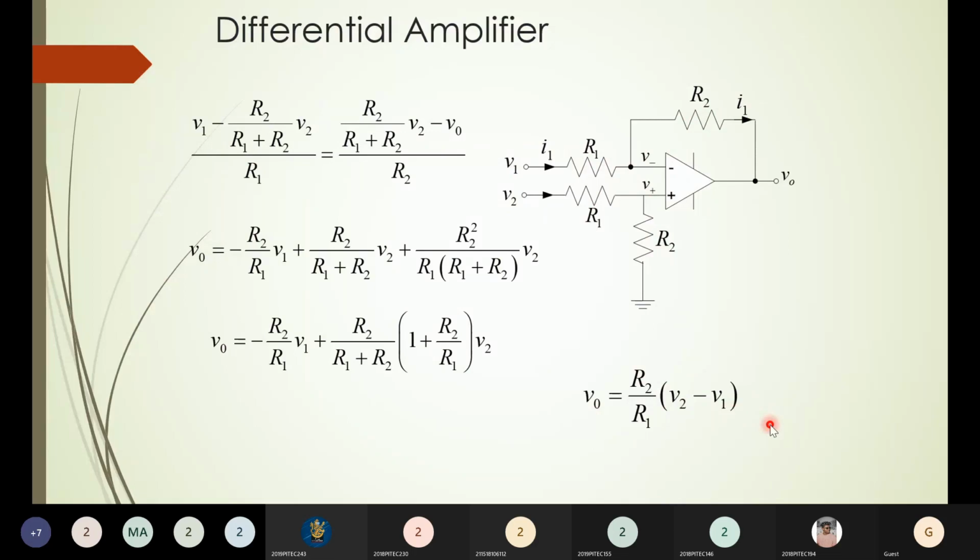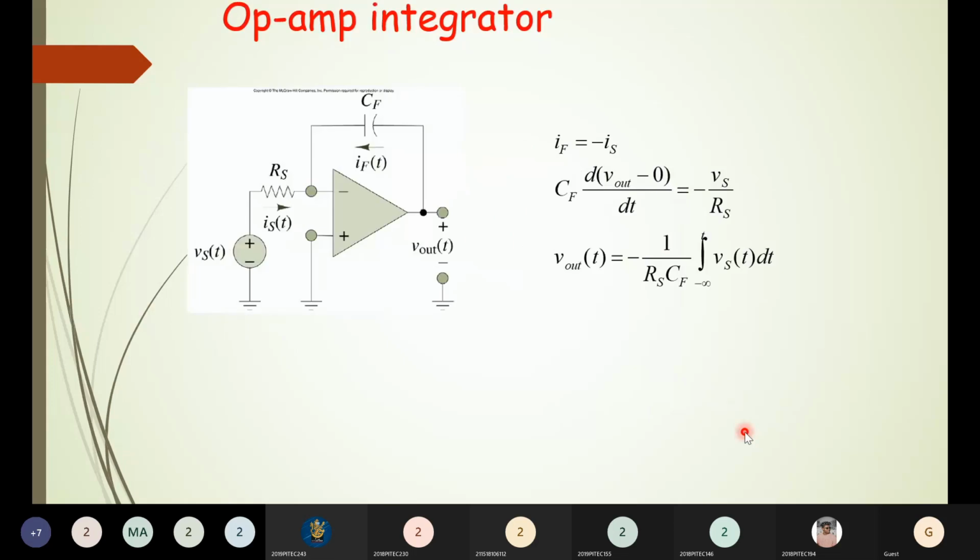So if V1 minus V2 is wanted, what should be changed? Just change the inputs here. Give V2 here and V1 here. That is, V1 will be to the non-inverting terminal and V2 will be to the inverting terminal. So automatically the final expression will be V1 minus V2. Understood?